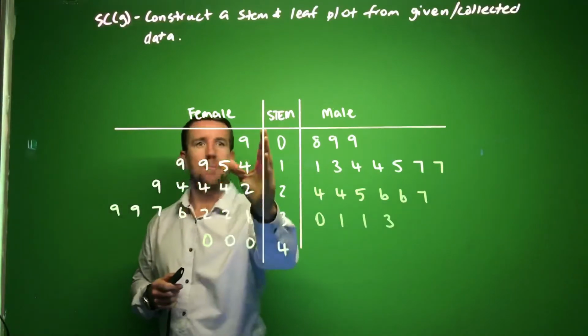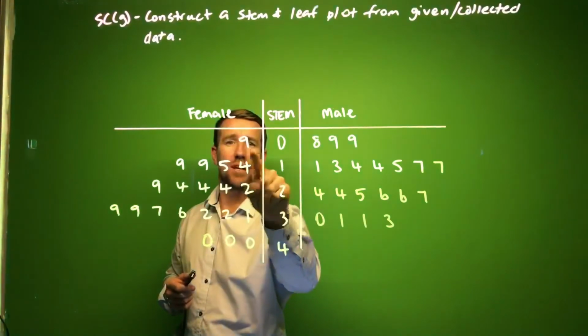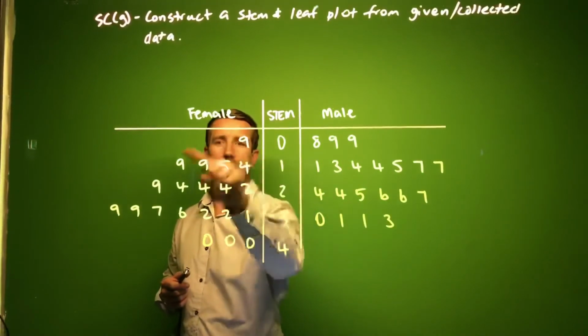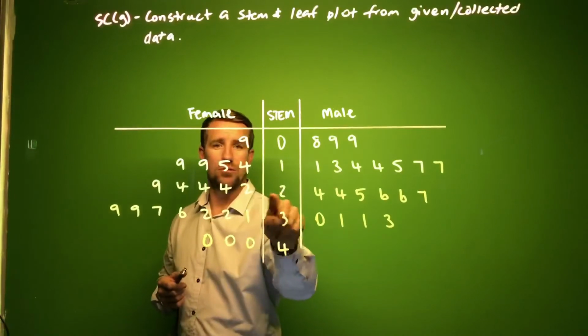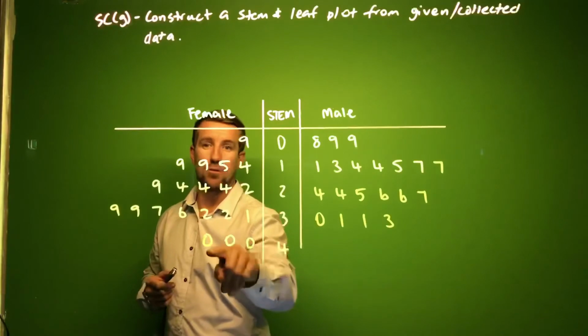Okay, so for the females, we read from the stem out this way. So this student got a score of 9, 1 and 4, 14, 15, 19, 19, 22, 24, 24, etc. We've got 3 students who actually got 40 out of 40.